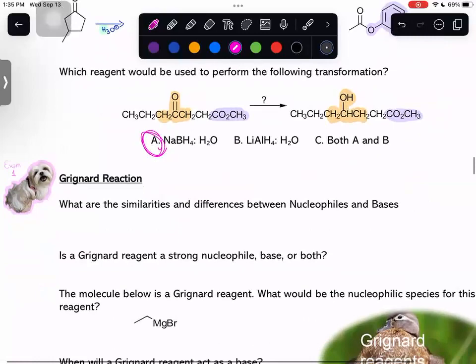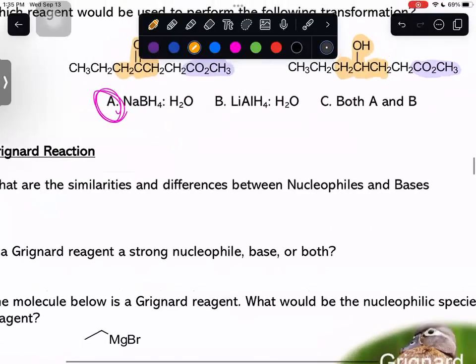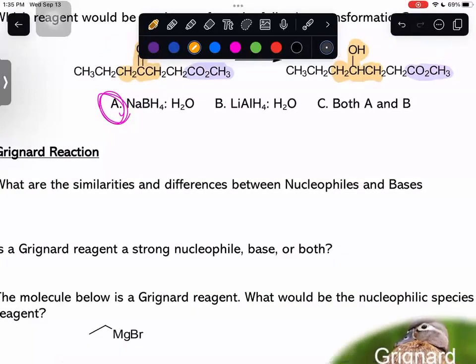Okay, now, Grignards. Before we actually get into the reaction, let's talk about some conceptual stuff. So, remember how in the previous reductions we're doing a nucleophilic attack, right? Now, first of all, what's the difference between nucleophiles and bases?